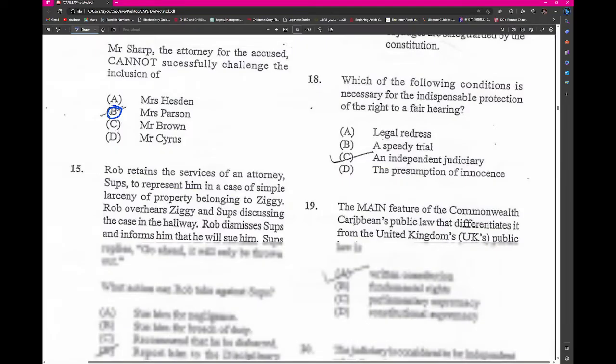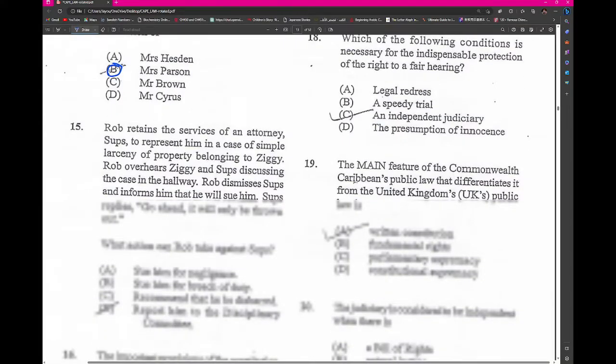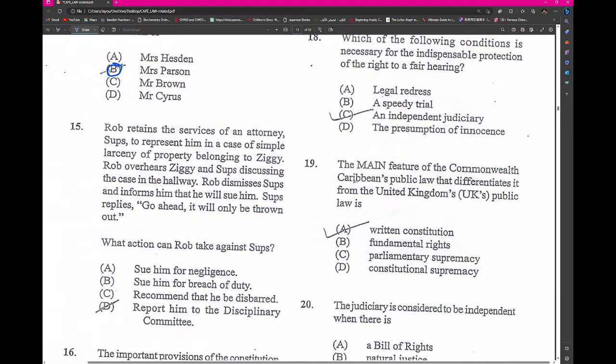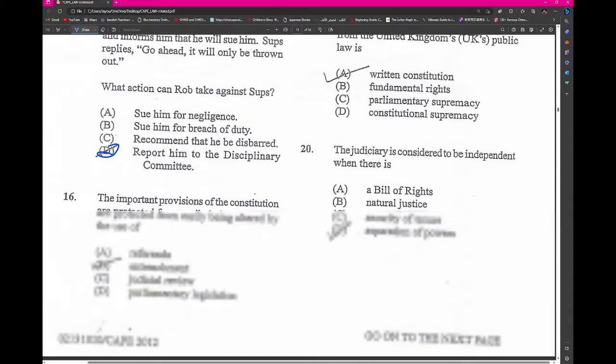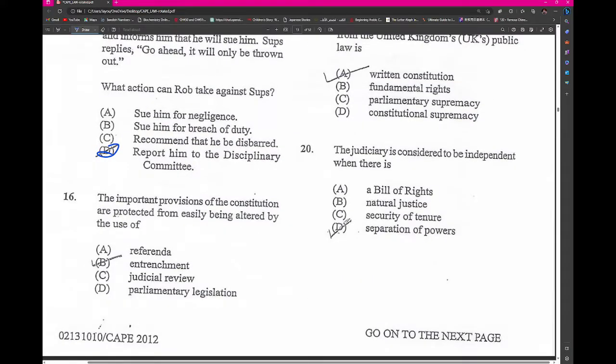Alright. Rob retains the services of the attorney Subs to represent him in a case of simple larceny of property belonging to Ziggy. Rob overhears Ziggy and Subs discussing in the hallway. Rob dismisses Subs and informs him that he will sue him. Subs replies, go ahead, it will only be thrown out. What action can Rob take against him? He would have to report him to the disciplinary committee. Right? The important provisions of the Constitution are protected from being easily altered by the use of entrenchment.